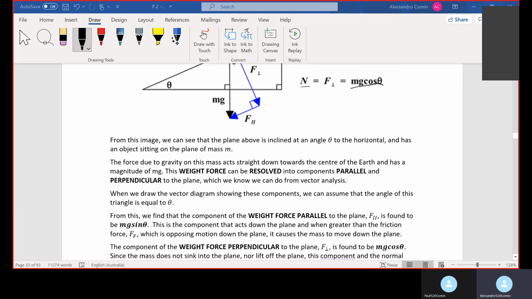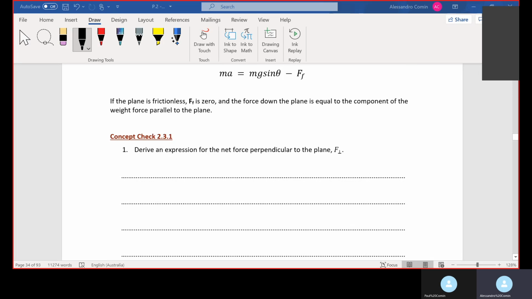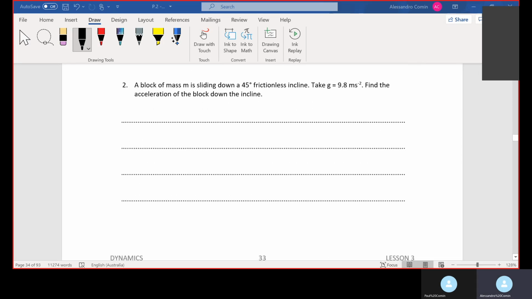So I'll go through some examples. I really hope that you're familiar with these questions, but I'll just do 3 or 4 just to build up the strength. So a block of mass m is sliding down a 45-degree frictionless incline. Take g equals 9.8. Find the acceleration of the block down the incline.